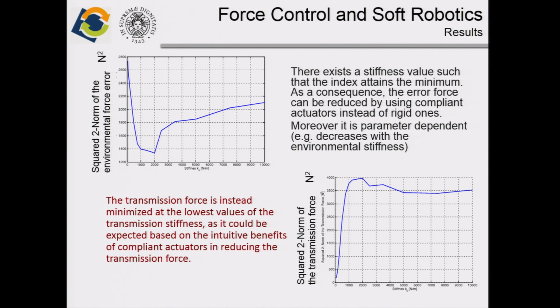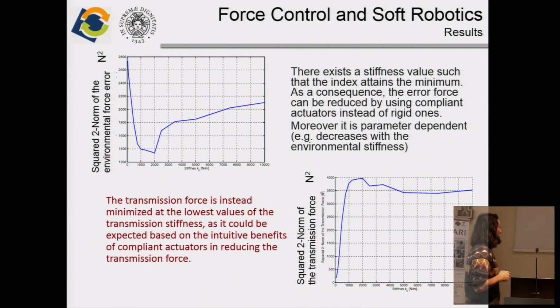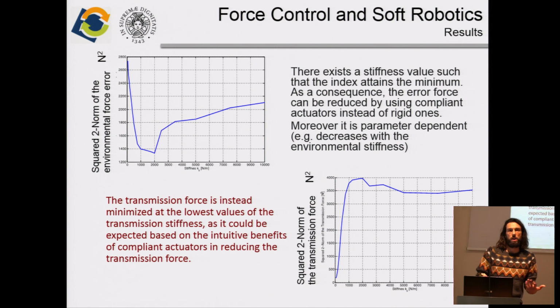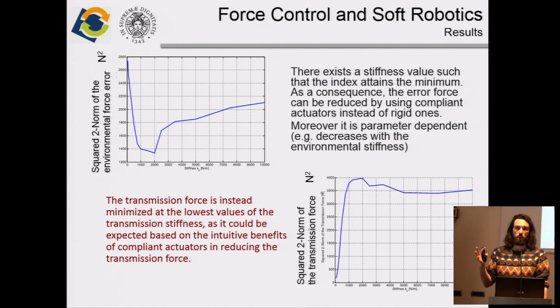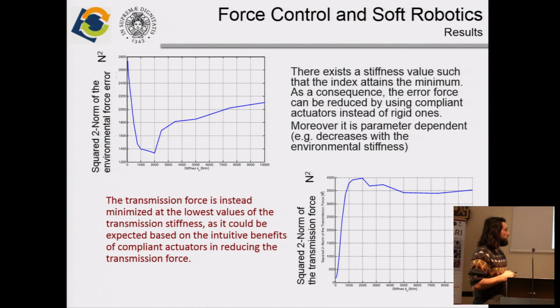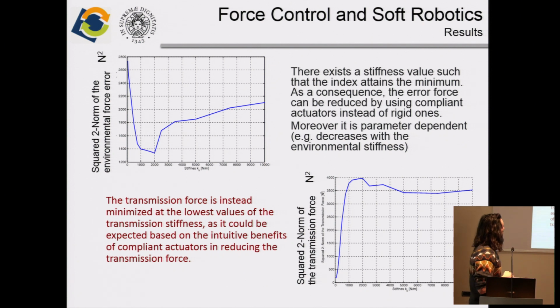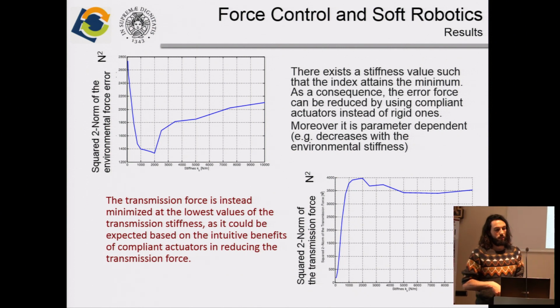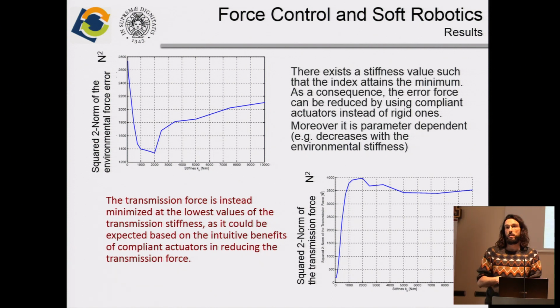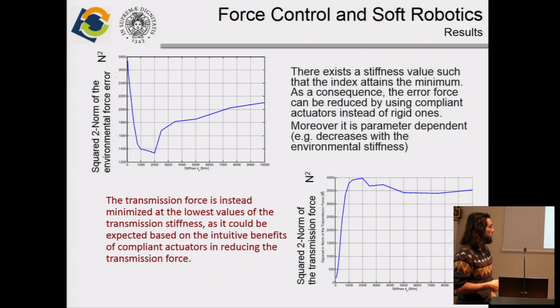And let's check the results. So here we have the plot that shows the performance index, that in this case is the error that we are having with respect to the desired value of the external force, against the stiffness of the transmission. And as we can see, there is a transmission stiffness value that minimizes the error we have in the tracking of a desired external force at the link side.